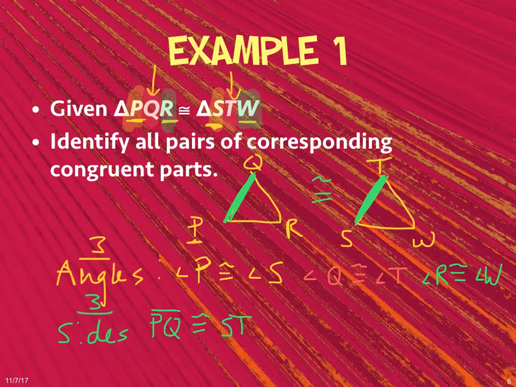Now we can look at the right sides. So we have QR and TW. So we know that segment QR is congruent to segment TW. And now we can do the bottom segments. So segment PR is congruent to segment SW.